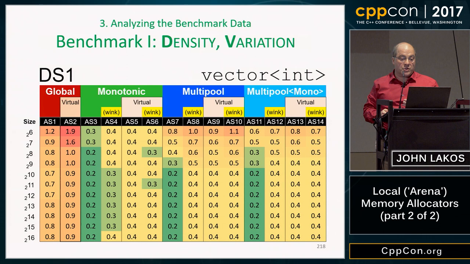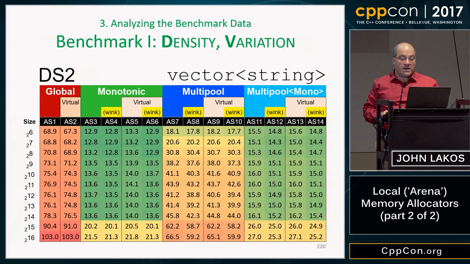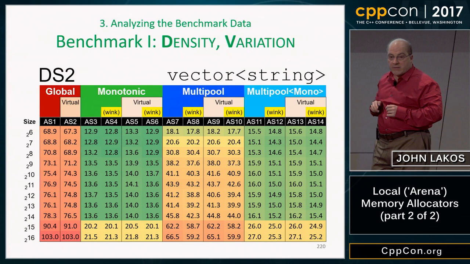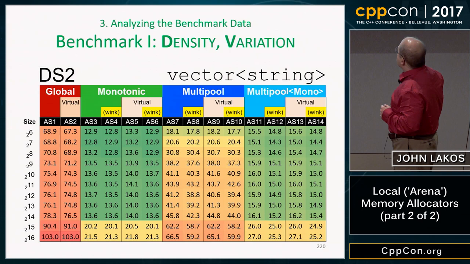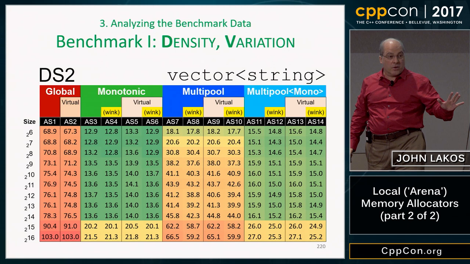But we can learn a little more from a vector of string, and a vector of string makes things a little clearer. You notice that the global allocator is red. Again, both of them. The monotonic is looking pretty good. The multipool in front of the monotonic is not quite as good. And the multipool is better than the global allocator by a factor of two, but it's not as good.